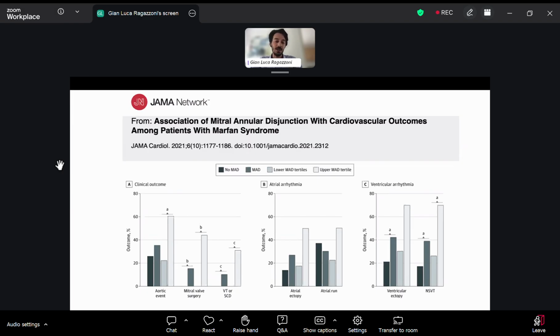And when we look here on the left, we can see that patients that had MAD had a higher risk of having aortic events, although this did not reach statistical significance. But again, when the authors divided them in thirds of MAD, they saw that patients that had a high degree of MAD had a high risk, and this time it was significant, of having aortic events.